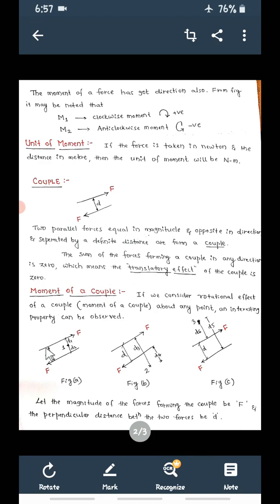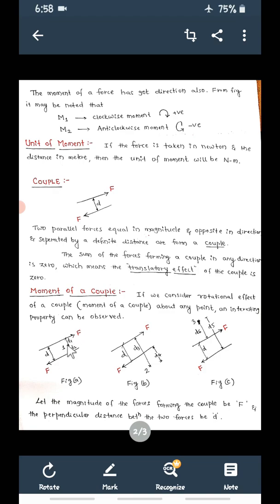Now see, first consider this sketch. I want to calculate the moment of these two forces which form the couple, about point 1. So what is the moment? Force into perpendicular distance. Now there are two forces, consider them one by one. What is the moment of this force F about 1? Force is F and the perpendicular distance between this force and 1 is D1. So F into D1.